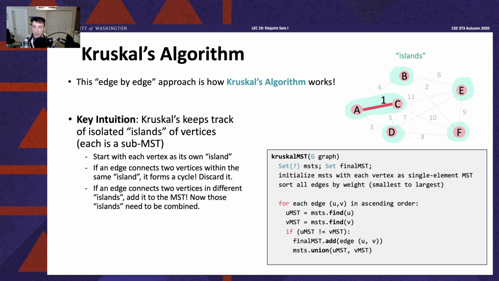That's 2, this edge 2 here. That connects B and F. Since those are in different islands, we add it to our MST, and then union those two islands together. And we just repeat this over and over again.